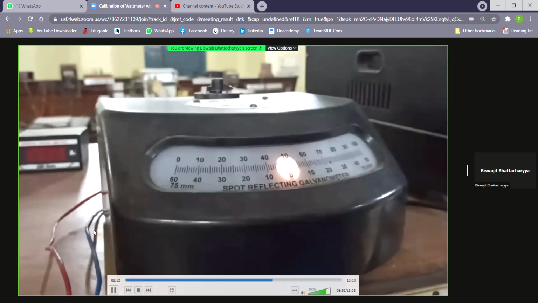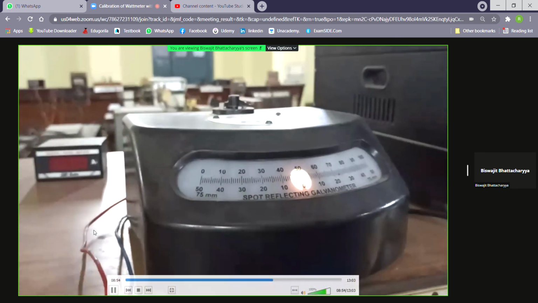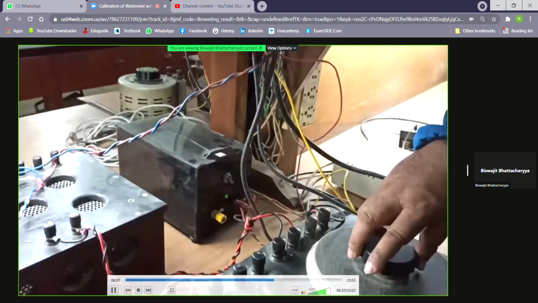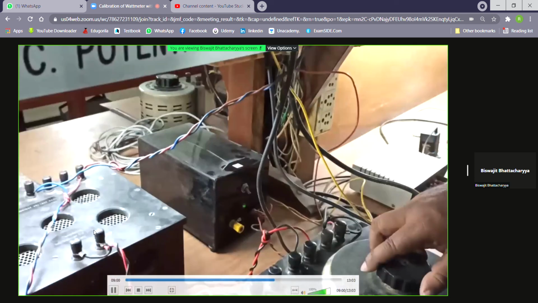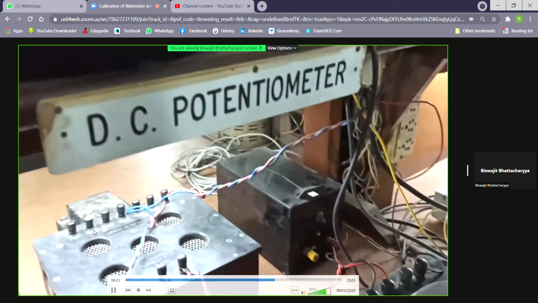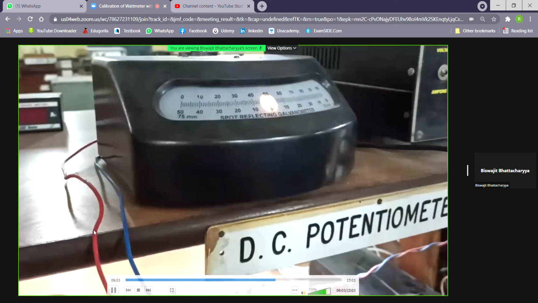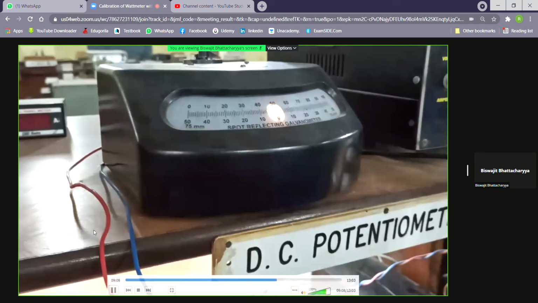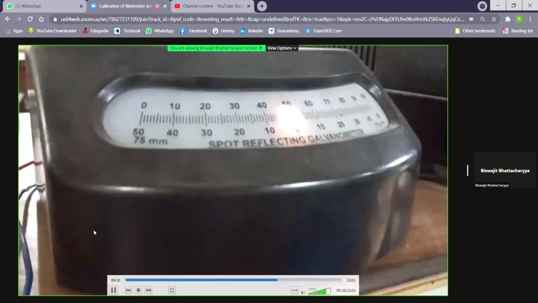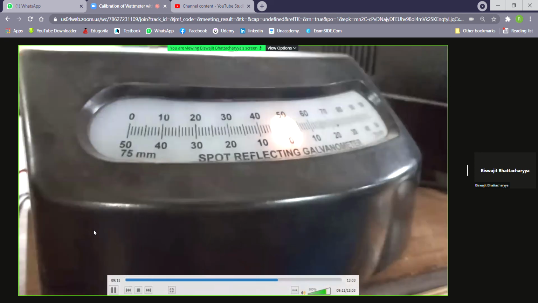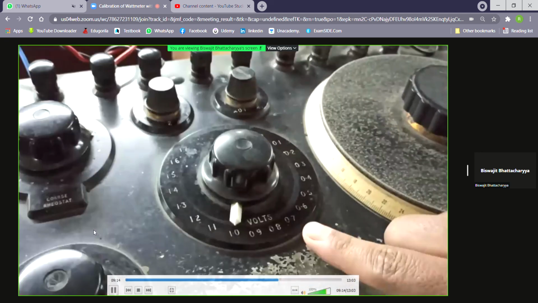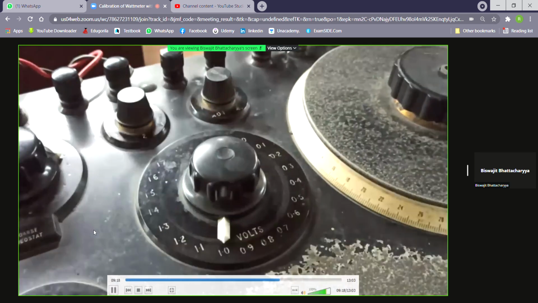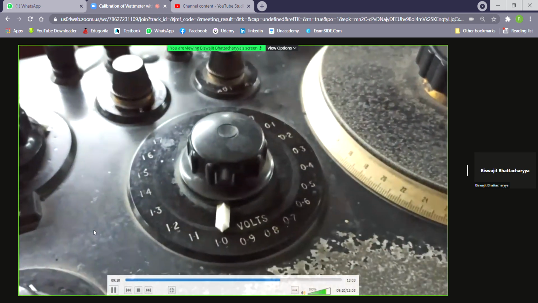If not, we need to vary the main slide wire and the vernier slide wire if needed. We try to get the null point. Now you can see that in this condition also we have got the null point. So when we get the null point, we need to note the value of these two slide wires.